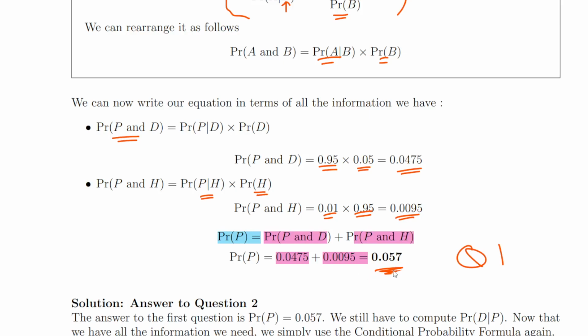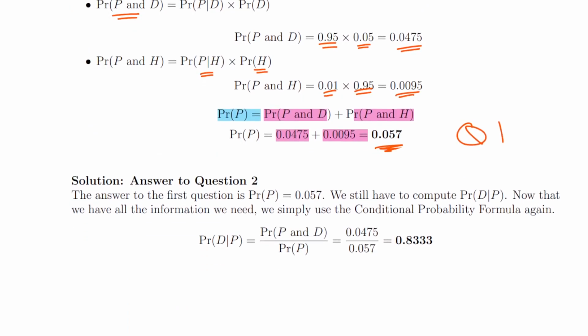A little statement there probably helps as well, just a little sentence. I skipped past it. Anyway, the answer to the first part is 0.057. What we're asked to do in the second part is calculate the probability of D given P. We have all the information that we need. We just use the conditional probability formula again. The probability of D given P is the probability of P and D, which we know to be 0.0475, divided by the probability of P that we've worked out, 0.057. Dividing one by the other, we get 0.8333.